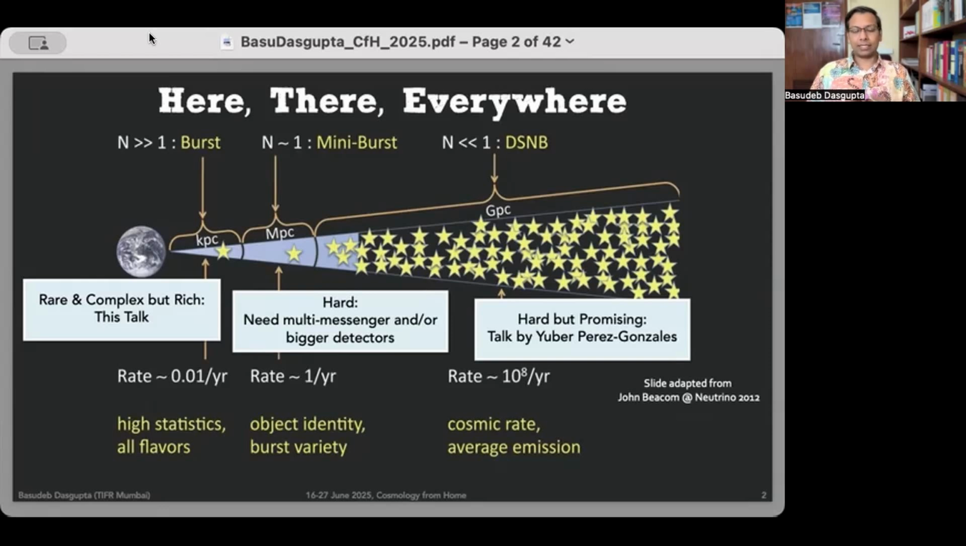The middle ground, as I said, is very hard. If you could detect some of these neutrinos from the neighborhood, maybe nearby galaxies, you would become sensitive to the variety of different core collapse supernovae that are emitting neutrinos. So the identity of the object and the variety of the burst and so on.